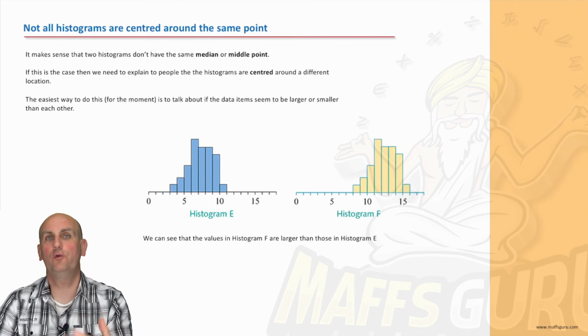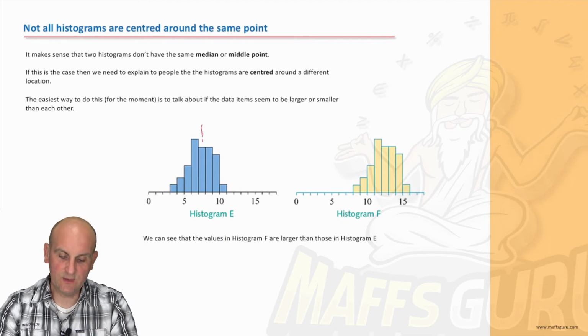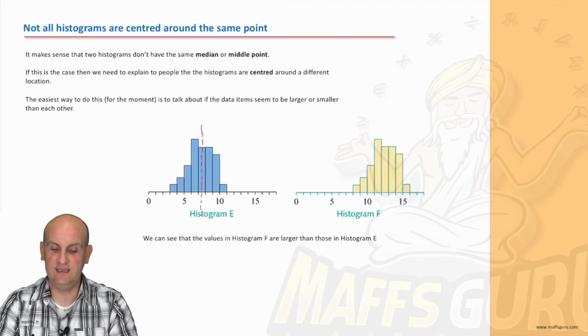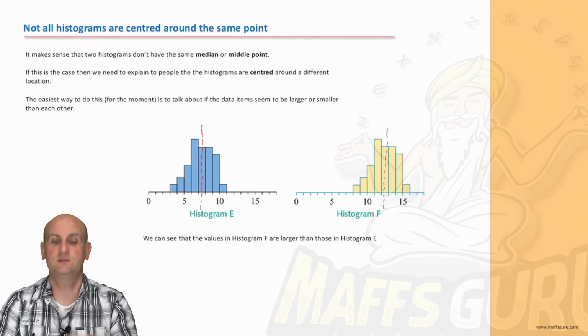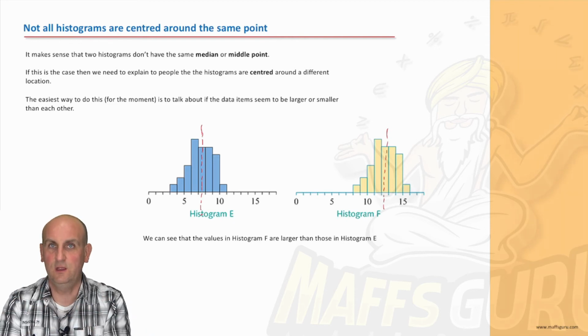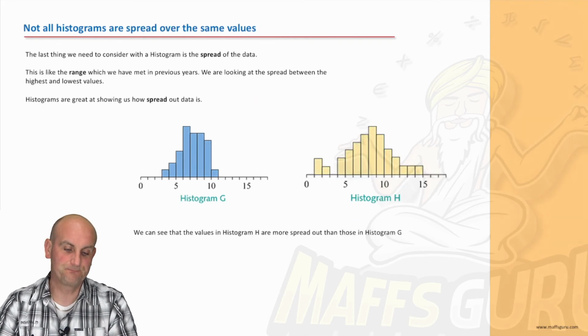Now again, not all histograms are centered around the same point. So we have to describe where the center of this thing is. And again, if we look here, we would probably suggest that our histogram E is centered roughly around there, whereas our histogram F seems to be centered much, much higher up. So not only do we describe a histogram in terms of its shape, we describe it in terms of its center. So we try and find that center value to then say, well, hold on a moment, that's where the center is. And there are tools to be able to do this, and that's coming up in later videos.